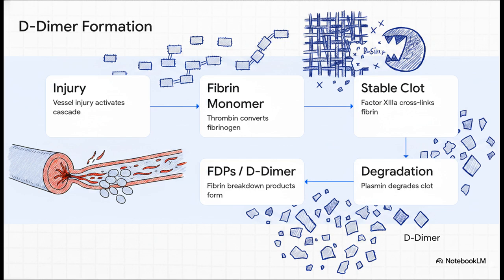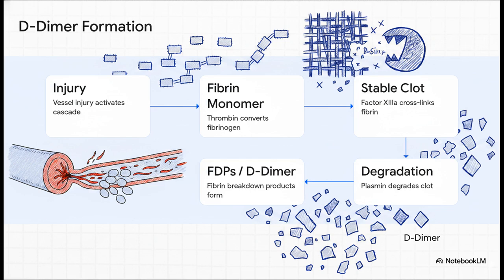Step 1, a blood vessel is injured, activating the coagulation cascade. Step 2, thrombin converts fibrinogen into sticky fibrin monomers. Step 3, factor 13A comes in and weaves these threads together into a stable, cross-linked fibrin clot.